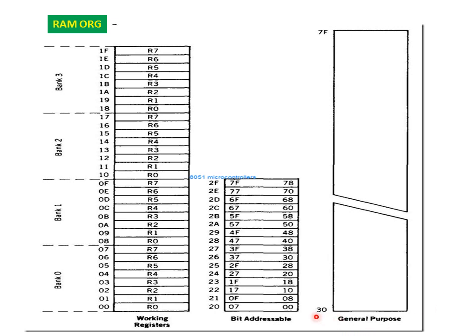And after 2F, what is there? 30 is there. 30 to 7F is completely a scratch pad area or general purpose area, used to run user programs. Like that, 128 bytes of RAM is organized in the 8051 microcontroller.